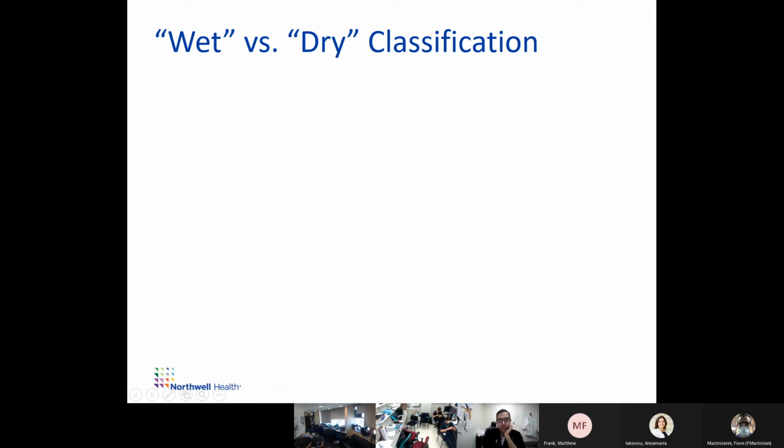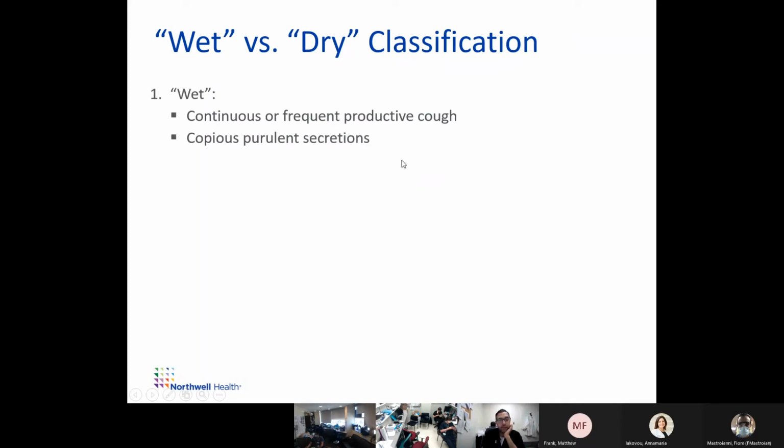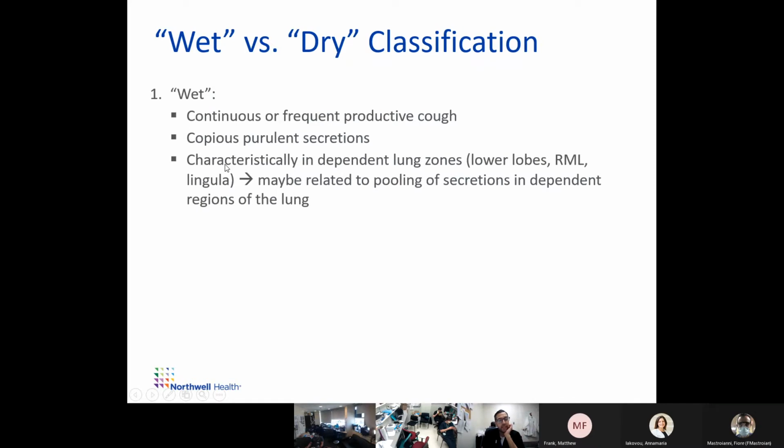So most patients that we see with bronchiectasis will have the wet classification, where they have a continuous or frequent productive cough and copious purulent secretions. Classically, these patients have been described in the dependent lung zones, so lower lobe involvement, right middle lobe, lingular involvement, and it may be related to pooling of secretions in these dependent regions of the lung.